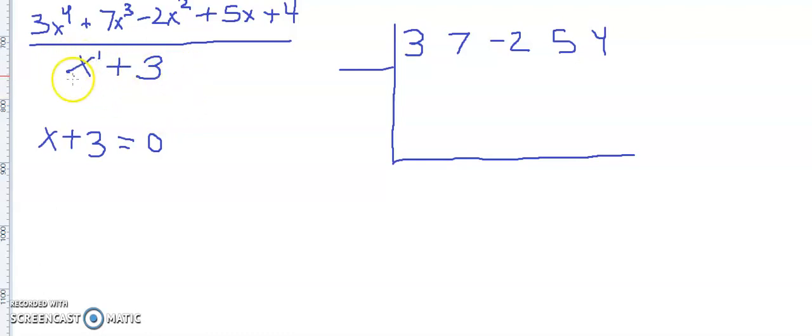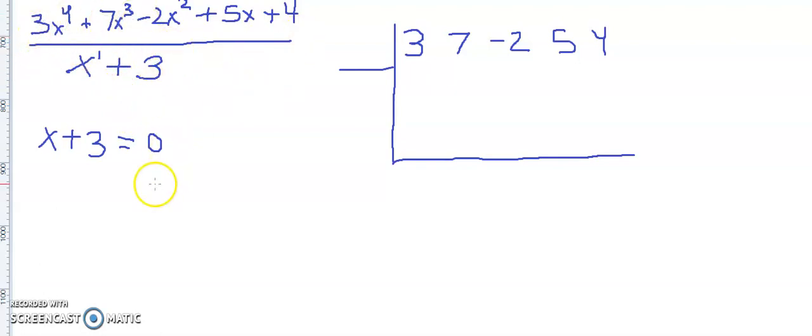This x is really important, having an x to the first. That x to the first is important. So x to the first is also just plain x. But as long as your denominator is in that form, you're good to go for synthetic division.